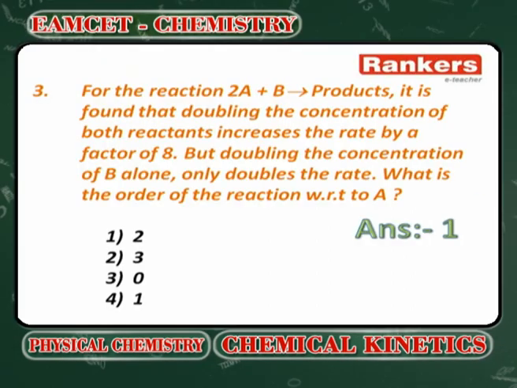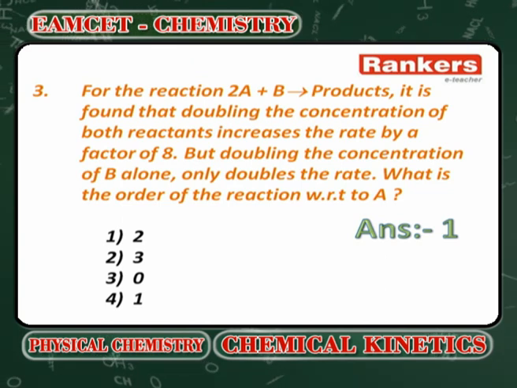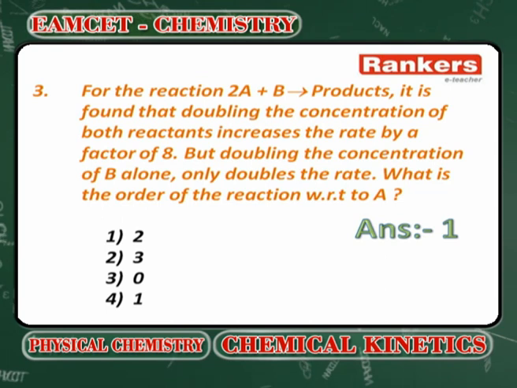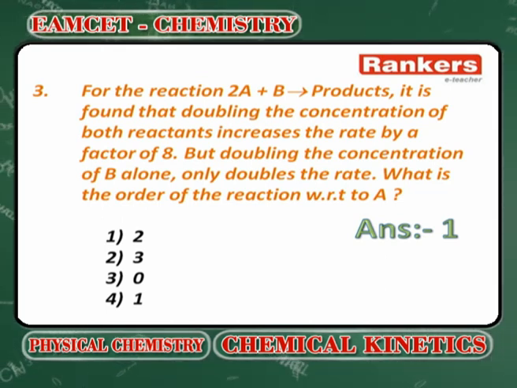Next. Doubling the concentration of both the reactants increases the rate by a factor of 8, but doubling the concentration of B alone only doubles the rate. What is the order with respect to A and B?